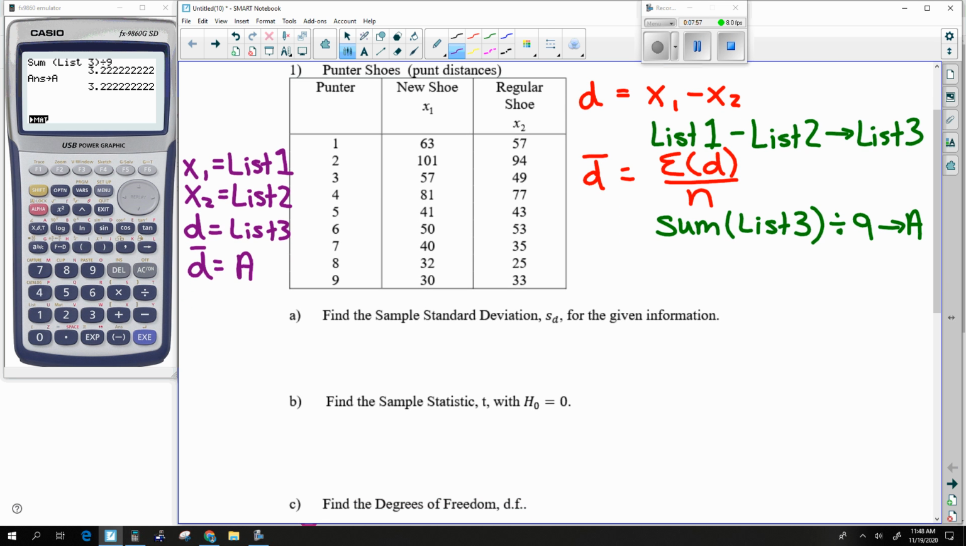Okay, now we're at a point where we can actually do the very first question that is being asked, and that is the sample standard deviation. This is a formula. The sample standard deviation, S, is equal to the sum, open, D minus D bar, closed, squared, closed, divided by n minus 1, square rooted. That's the formula for that one right there.